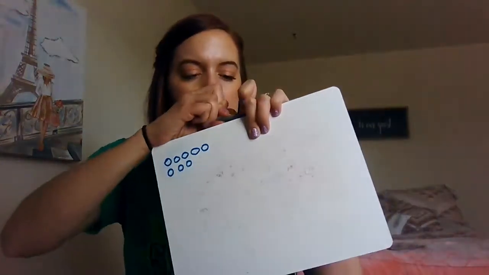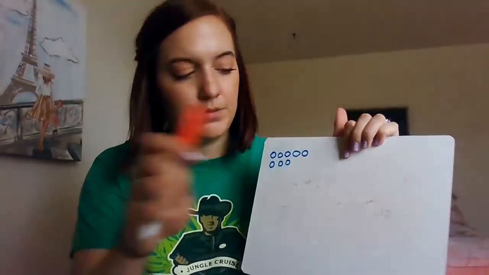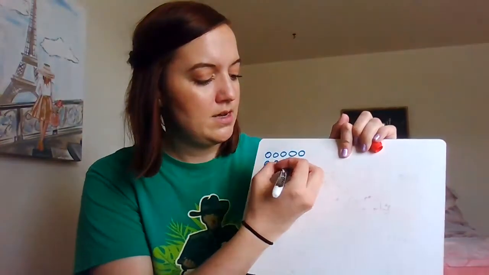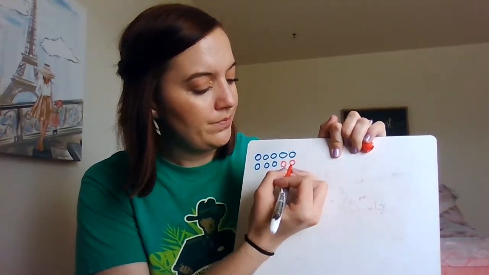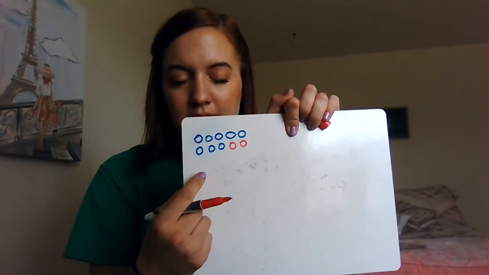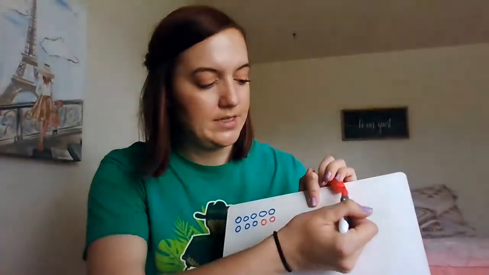So there's my 8. And then I'm going to use red for how many I get. Mrs. Chahant gives me 2 more cookies. 1, 2. And then I can look, and this is going to help me write my number sentence.